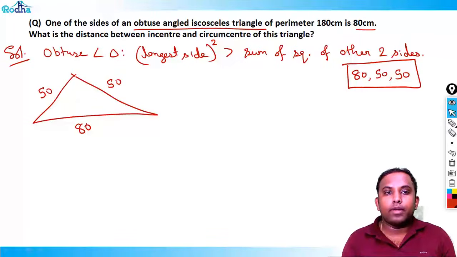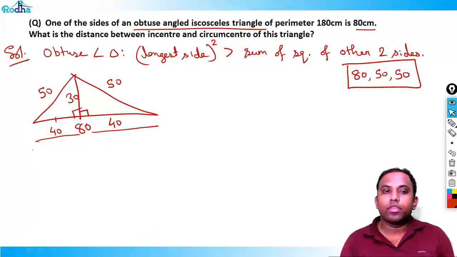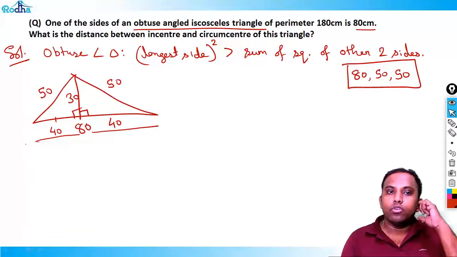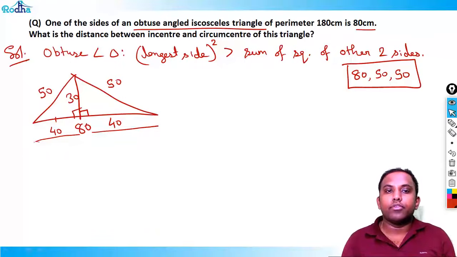If you drop a perpendicular from here, this perpendicular acts as the median as well as the height of the triangle. That means this will become 40 and this will become 40, since 80 was the full length. If it is 40 and the side is 50, by Pythagoras theorem the height becomes 30. So this is 30, 40 and 50. Now to find the incenter and circumcenter.